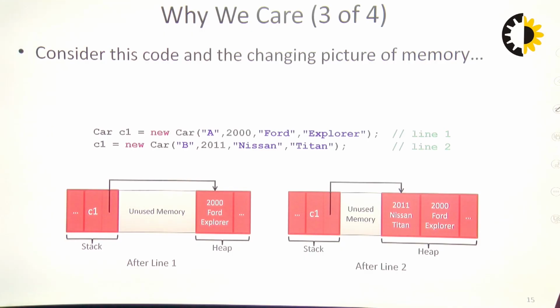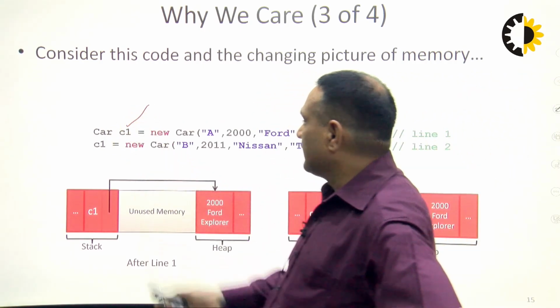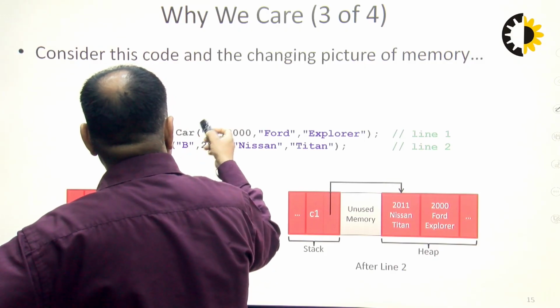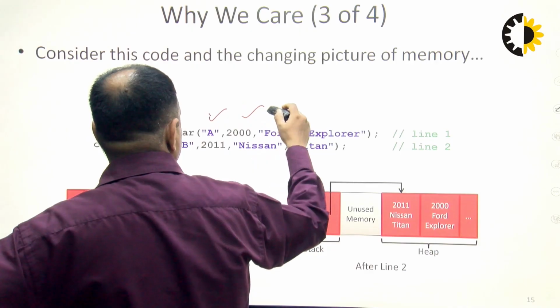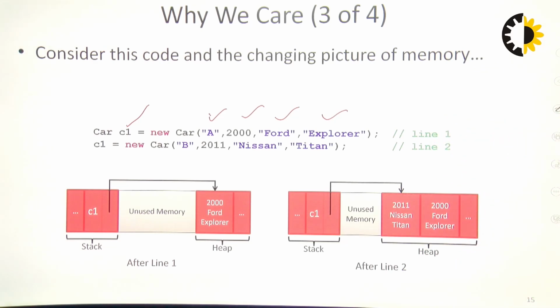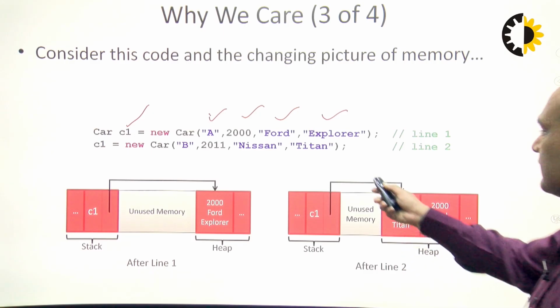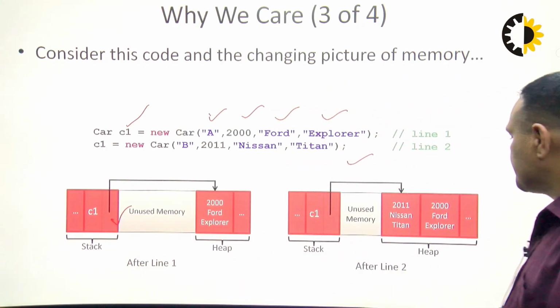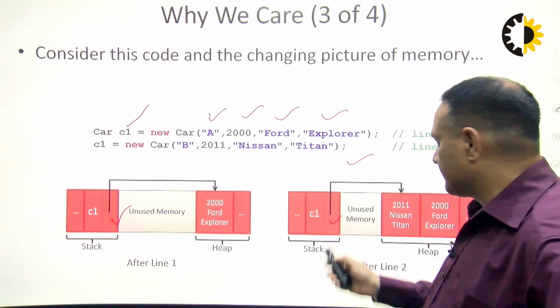Here we are creating the object C1, and in this context the C1 object contains the data: 2000, Ford and Explorer. In another case you can create the object C1 again and initialize the data through this information. So, you can understand that after line 1, C1 is that, and after executing line 2, the reference is different.